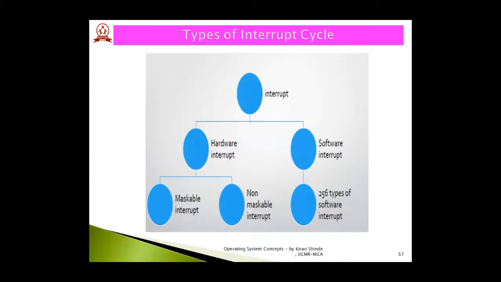Now these are some types of interrupt cycles: hardware interrupt and software interrupt. There are two types of hardware interrupts, maskable interrupt and non-maskable interrupt. And for software interrupt, there are actually 256 types. But as I said, like I gave you a simple example, you may have come across array overflow error, or maybe linker error, logical error, right? Then divide by zero error, right? So these are all simple examples of software interrupt.